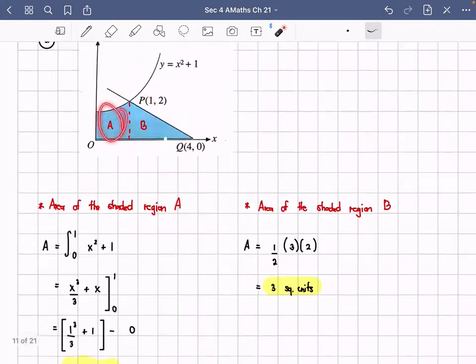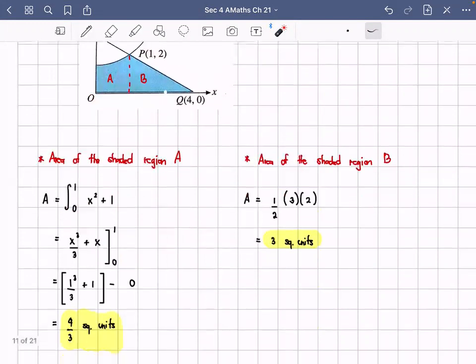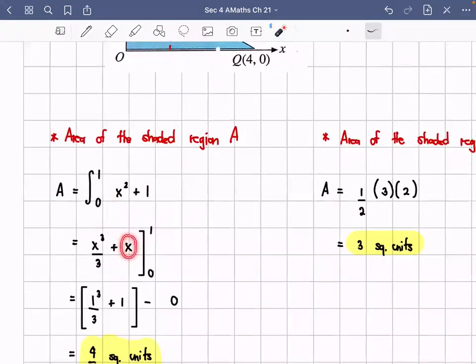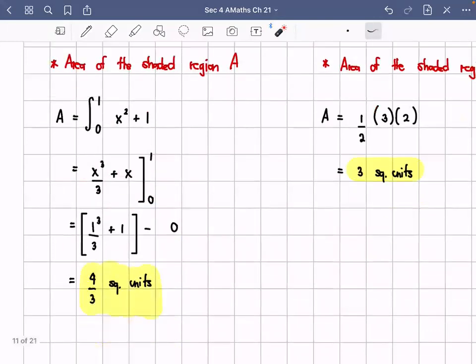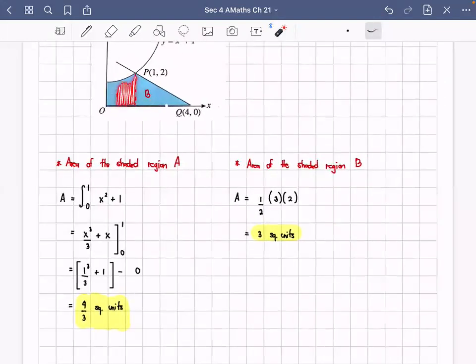For region A, this is your equation, x squared plus 1, and then the limits are from 1 to 0. Getting the antiderivative of this, it becomes x cubed over 3 plus x. Evaluating this, we have 1 cubed over 3 plus 1. So this is basically 4/3 square units.